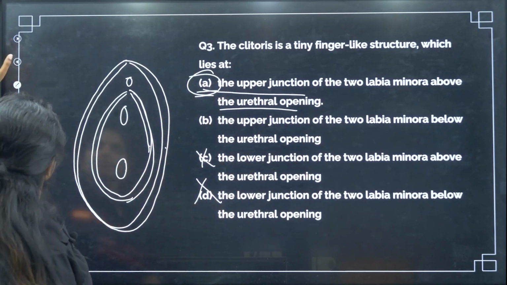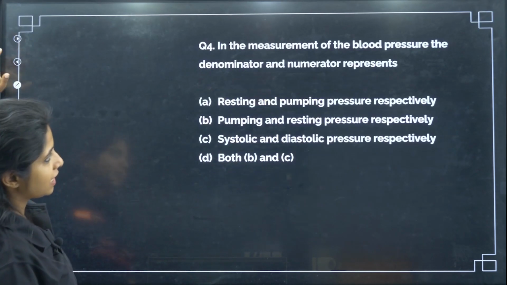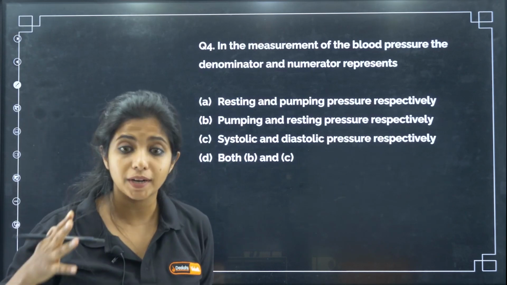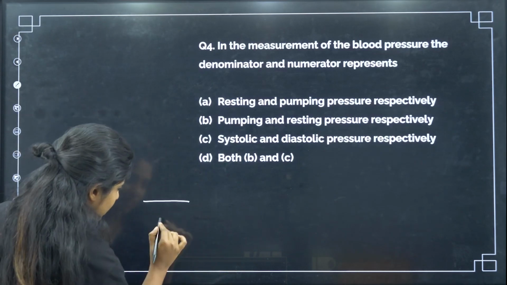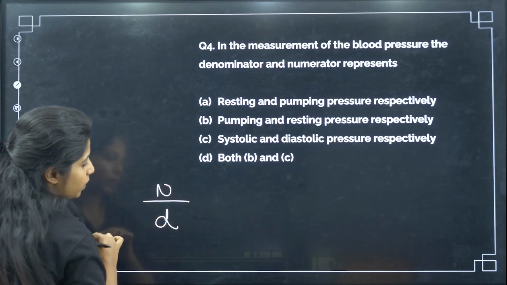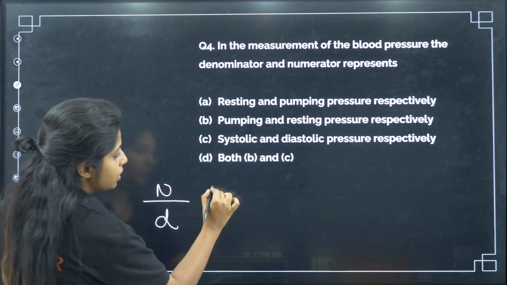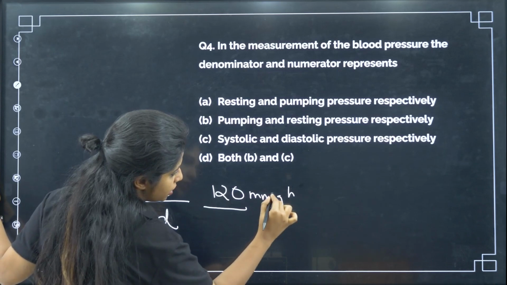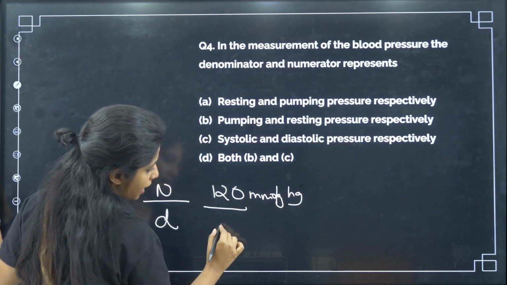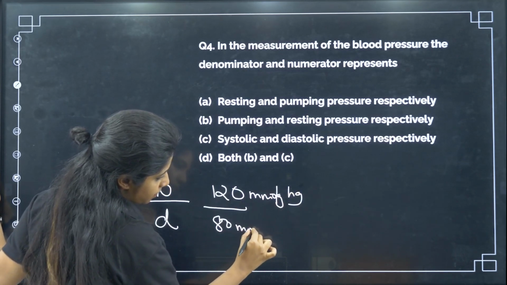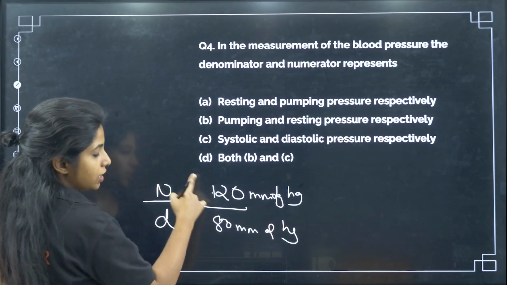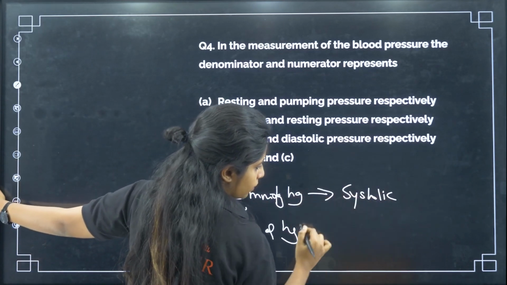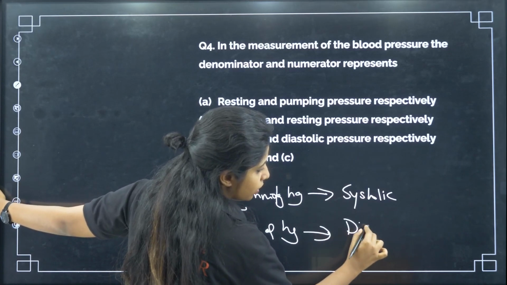Okay? Cool. Next, in the measurement of blood pressure, the denominator and the numerator represent. What do you mean by denominator? This is denominator and this would be numerator. Now when you talk about blood pressure, I hope you know that the normal blood pressure is 120 mm of Hg and this would be 80 mm of Hg. This pressure denotes systolic pressure, and this pressure denotes diastolic pressure.